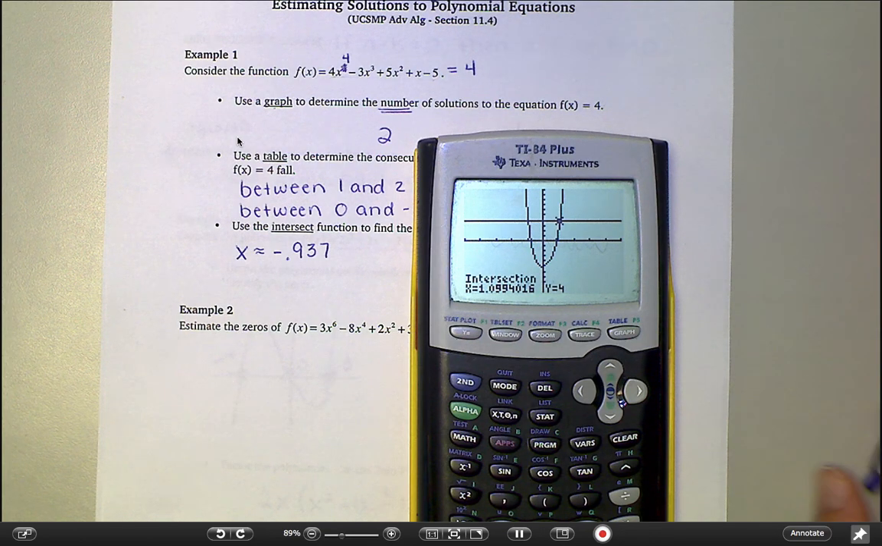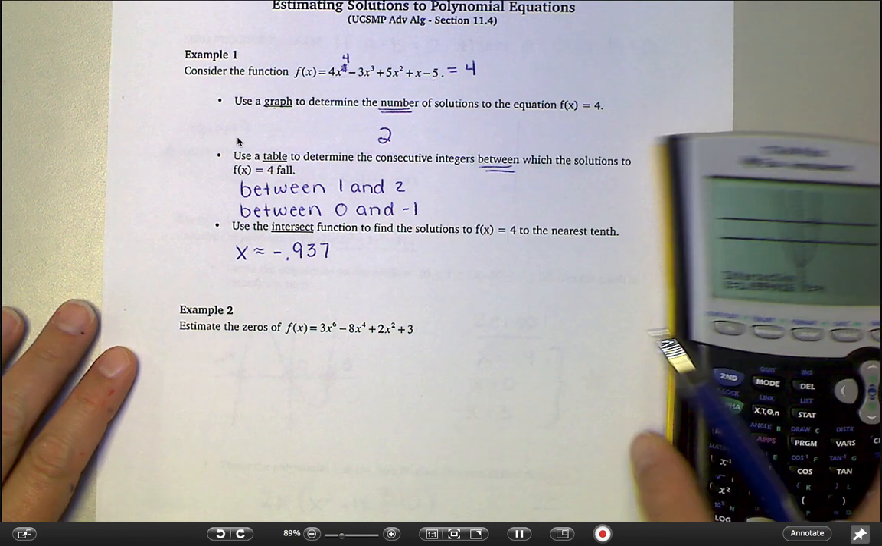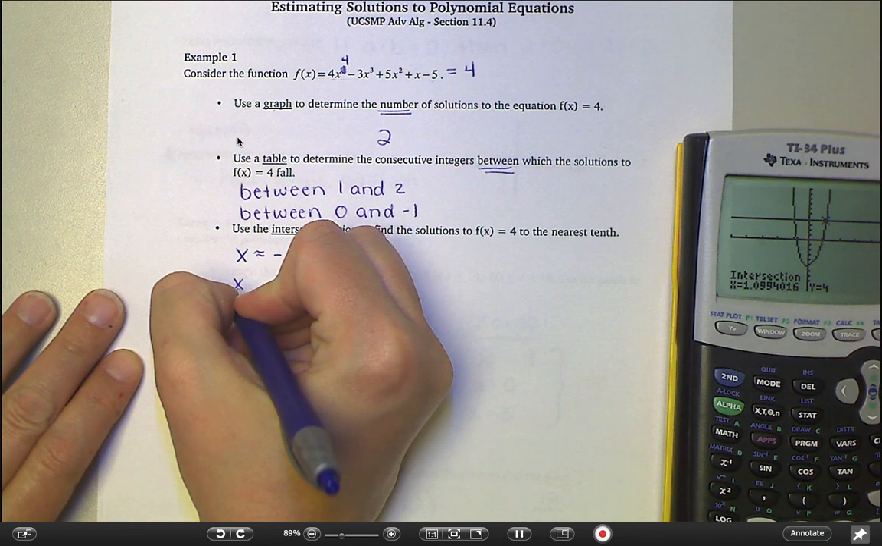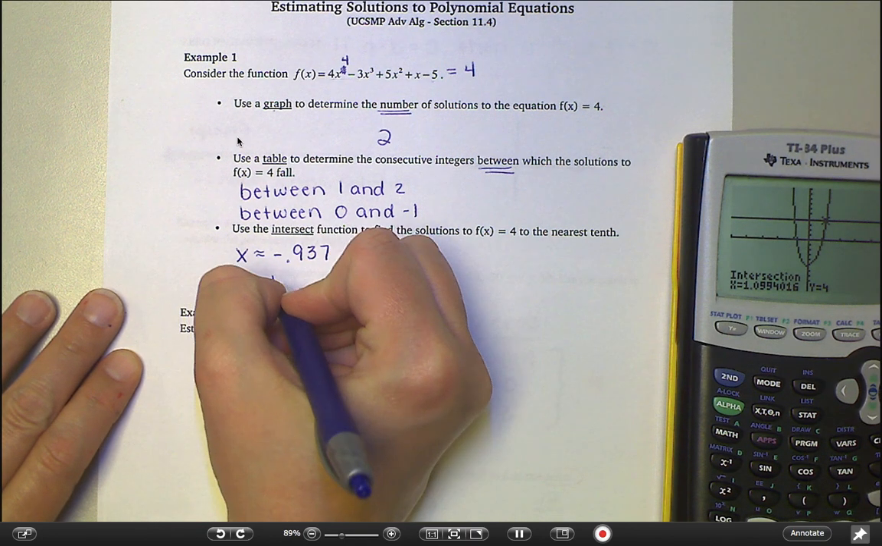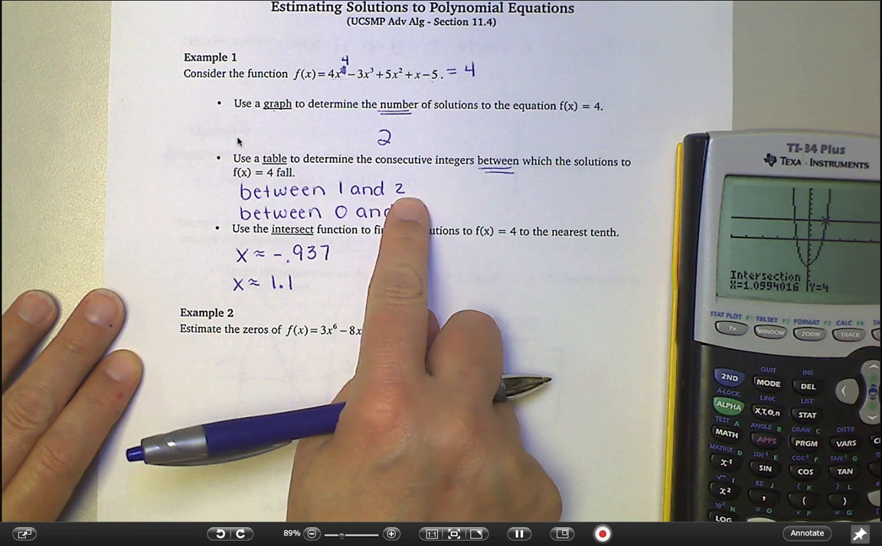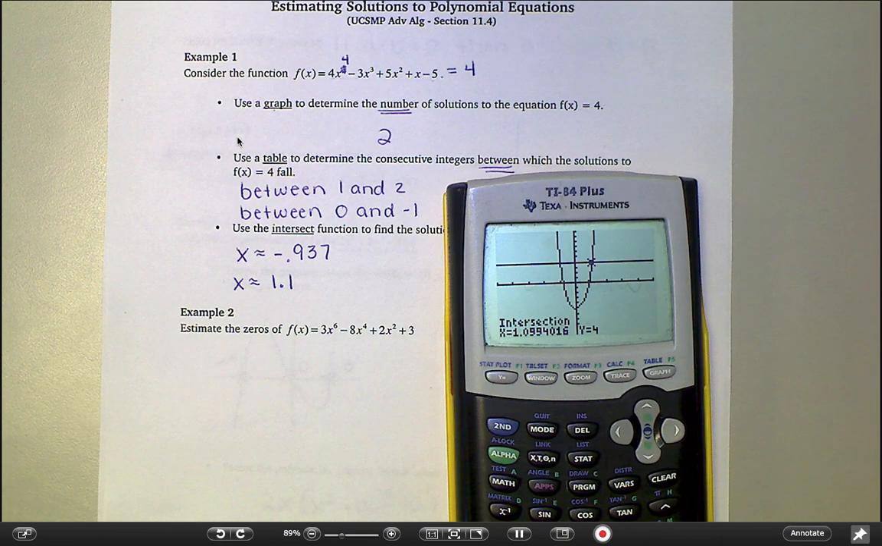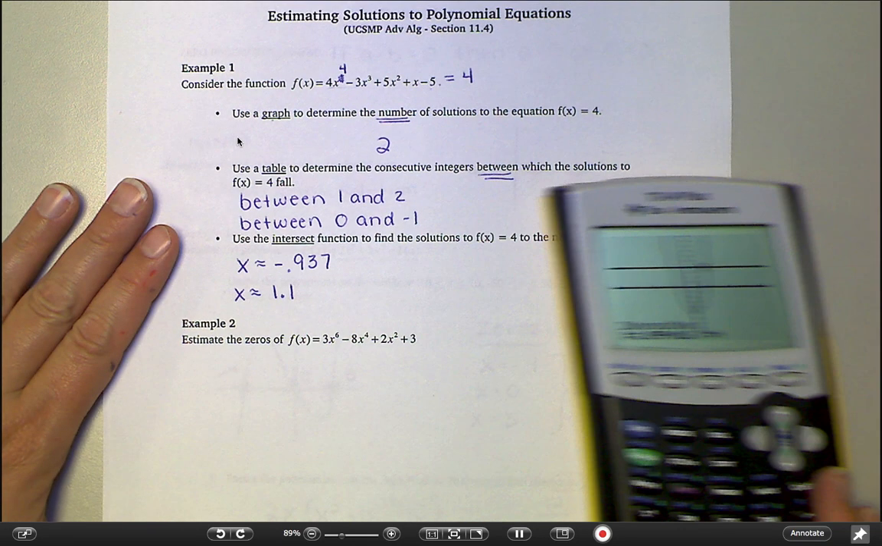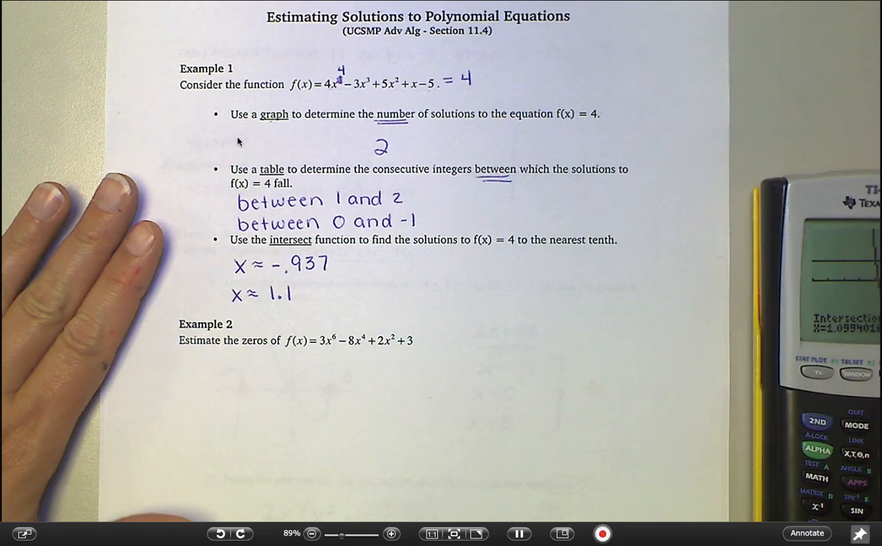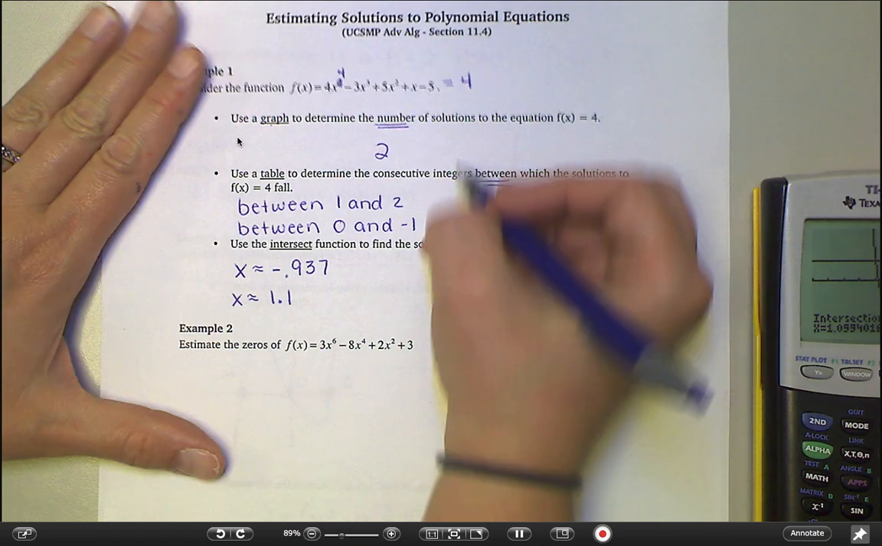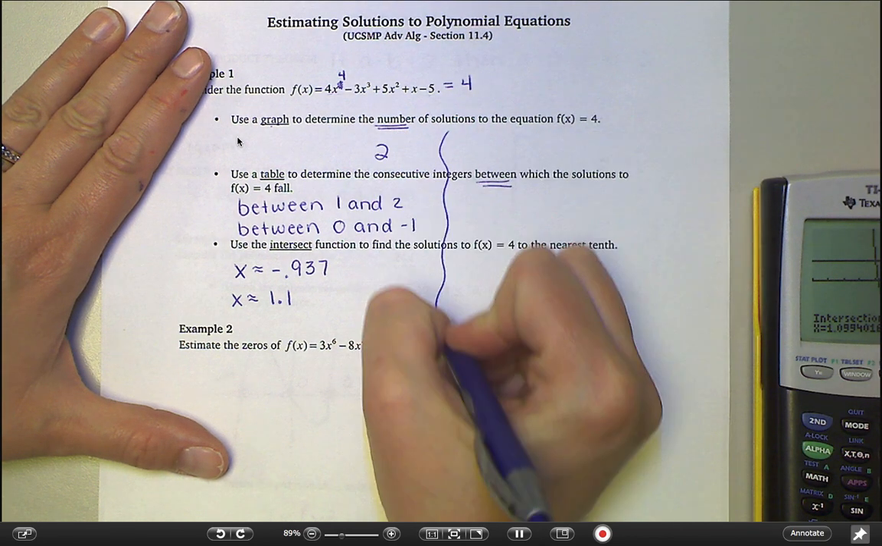And I get 1.0, well, I guess I would round to 1.1. And again, that would be my one that's between 1 and 2. Okay, so that's just some ways that you could use the calculator. There is one more thing that you could do. So it would kind of all work along these lines too.